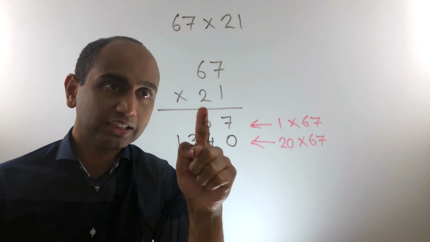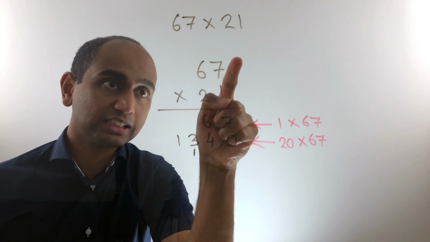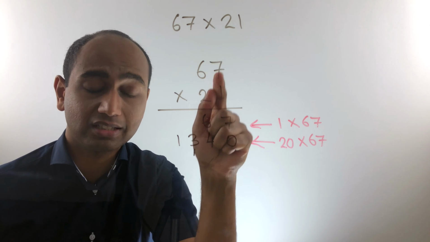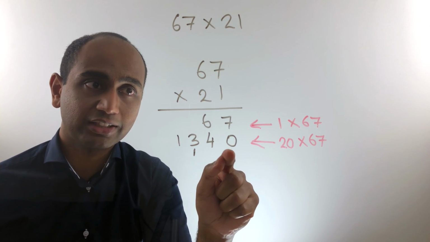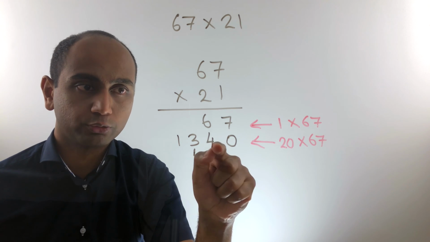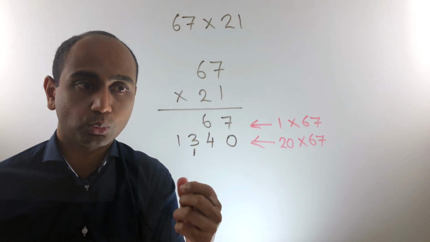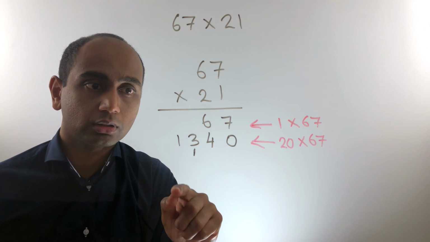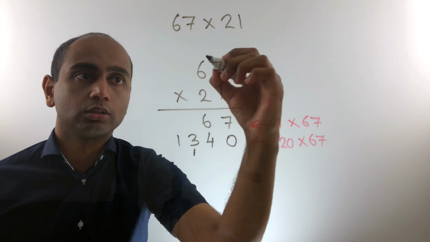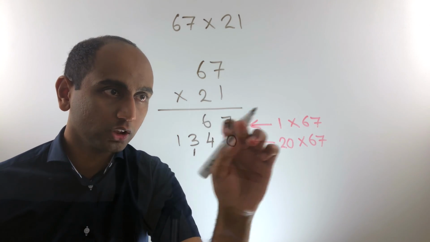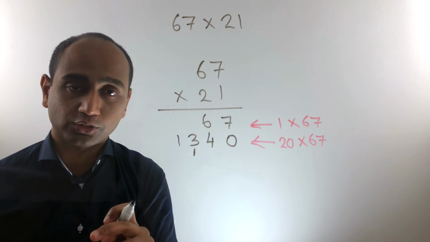So remember what we did. When we started multiplying the 67 by this 2, what we were effectively doing was multiplying by 20, which is why we put the 0 on the end there and then did 2 lots of 7 to get 14, 1, 4. 2 lots of 6 to get 12, which we had to add on this 1 to get 13. So 67 multiplied by 21 gives us 1 lot of 67 and 20 lots of 67.